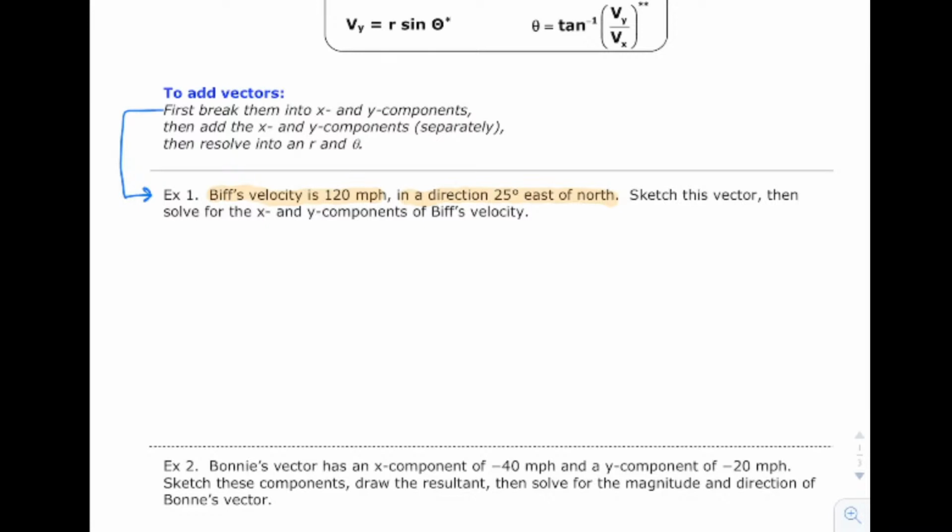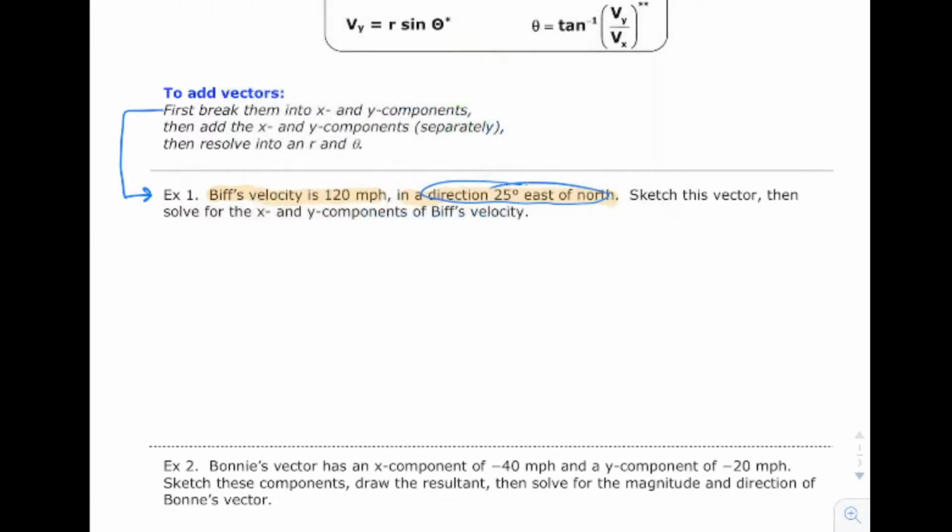Okay, so first I want to sketch the vector. 120 miles an hour is telling you how long the arrow should be, right? So if you were drawing these with a ruler, you'd actually measure out 12 centimeters or whatever you would do. But you want to make sure you get the direction right. The direction is 25 degrees east of north. Well, which way is east of north?